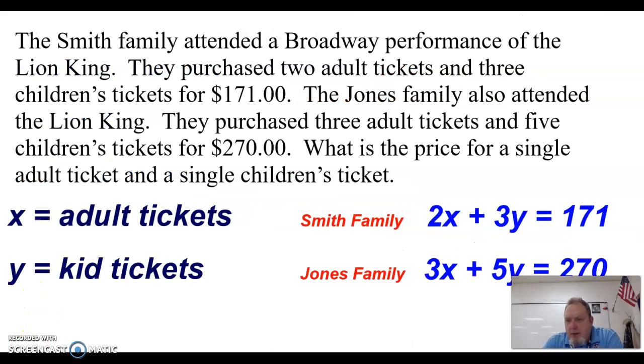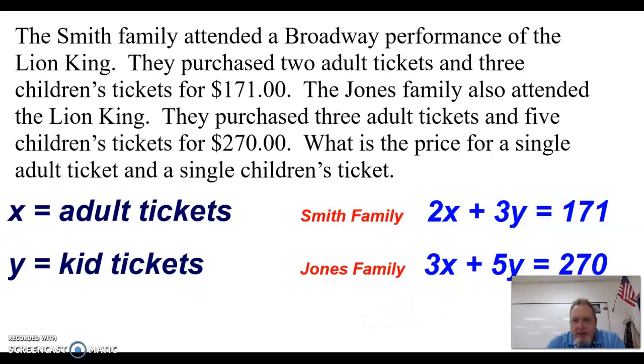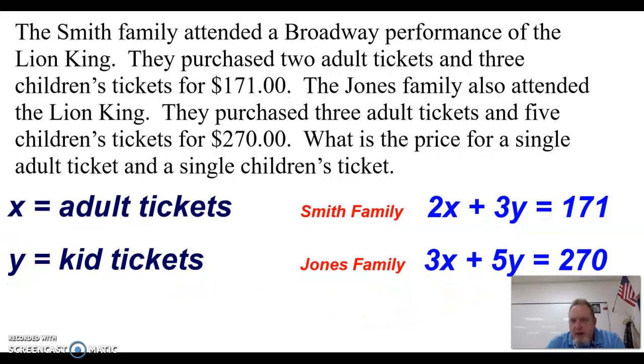All right, that second problem is the tickets for the Broadway musical. So you got a couple families going to see The Lion King. So we have adult tickets and kid tickets. So that's the first thing. We've got to define the two variables there. So the Smith family has 2 adults, 3 children's tickets for a total of $171. The Jones family has 3 adult tickets, 5 kids, and $270 total.